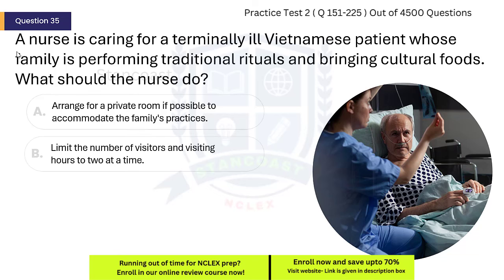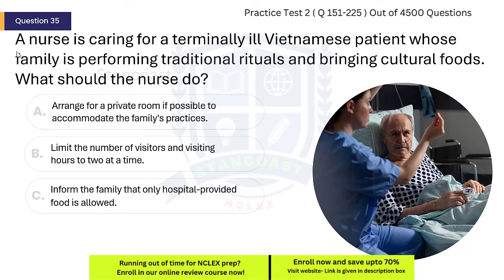Limit the number of visitors and visiting hours to 2 at a time. C. Inform the family that only hospital-provided food is allowed. D. Notify hospital administration about the family's activities. Think about respecting cultural practices. The correct answer is A.